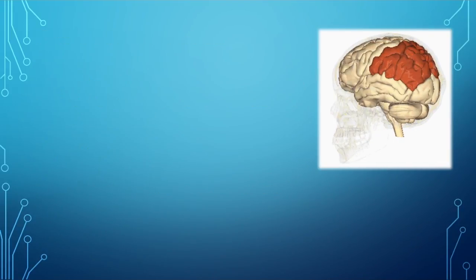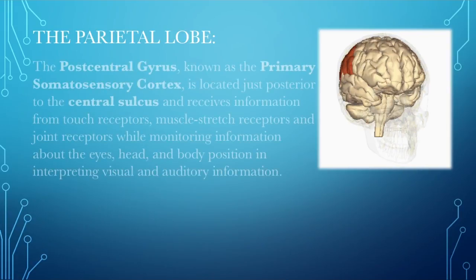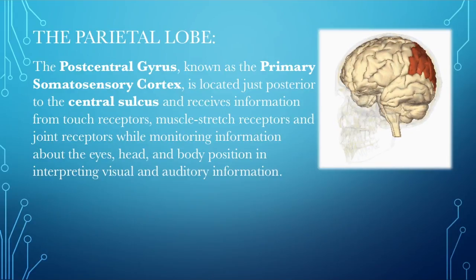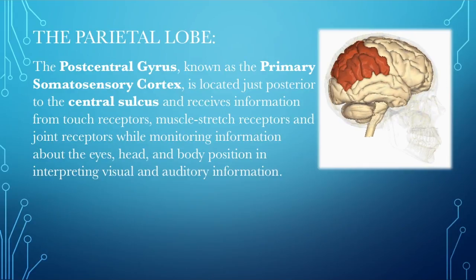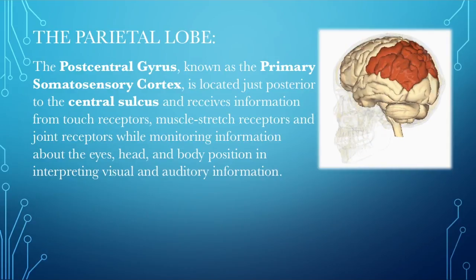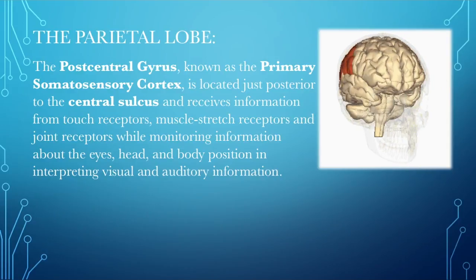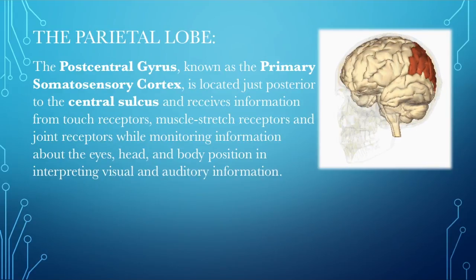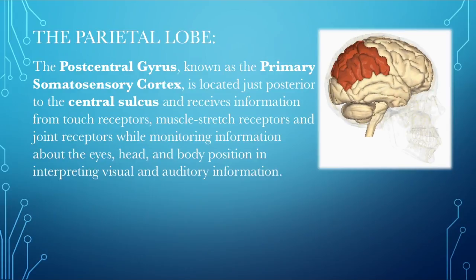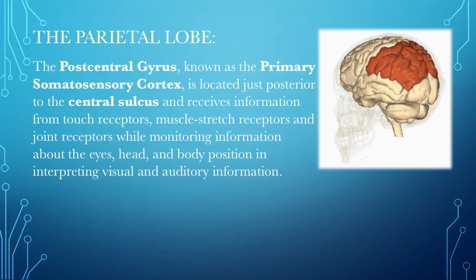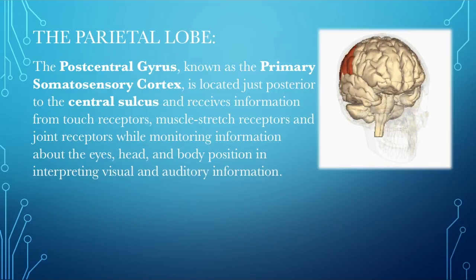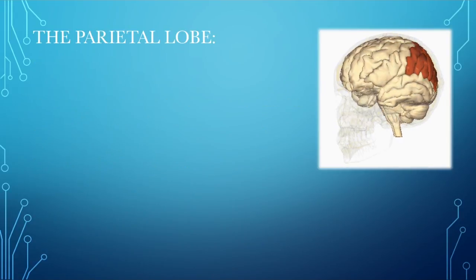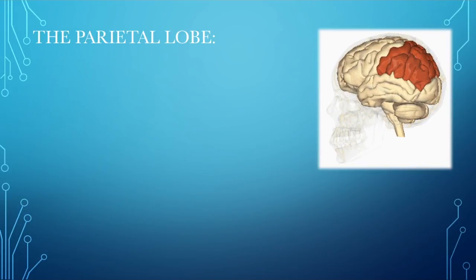The parietal lobe is located between the occipital lobe and the central sulcus, which is the distinct deep groove in the surface of the cortex of each hemisphere. The postcentral gyrus, known as the primary somatosensory cortex, is located just posterior to the central sulcus, receiving information from touch receptors, muscle stretch receptors, and joint receptors, while monitoring information about eye, head, and body position in interpreting visual and auditory information. It is also central to visual spatial navigation and reasoning, and assists in processing language, coordinating attention, and mapping the visual world around us.